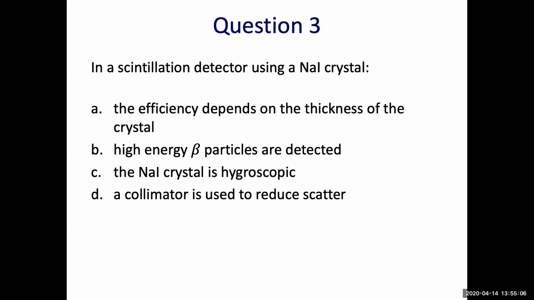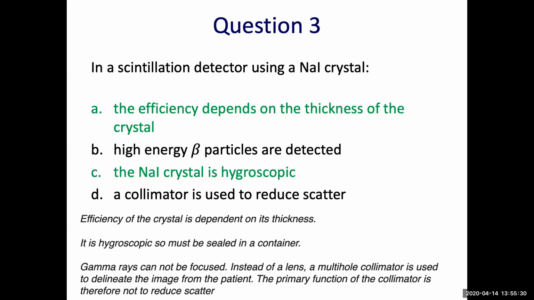A is correct. B, high energy beta particles are detected. We don't detect beta particles, we detect only gamma rays in the gamma camera. C, sodium iodide crystal is hygroscopic. Yes, it is affected by humidity. D, collimator is used to reduce scatter. We said no, it defines the direction of the photon. So A and C are the correct answers. Okay, great, excellent.